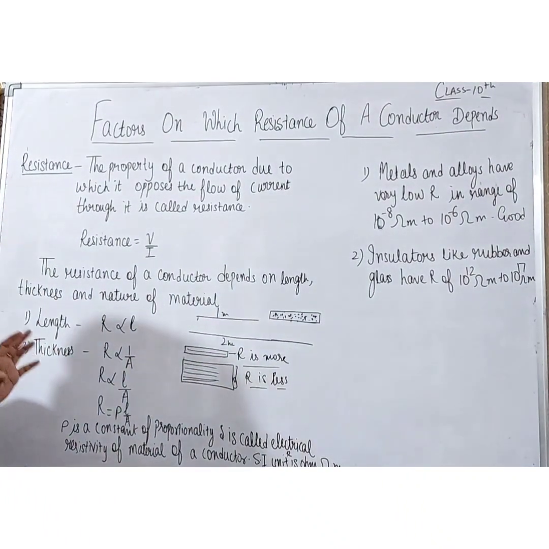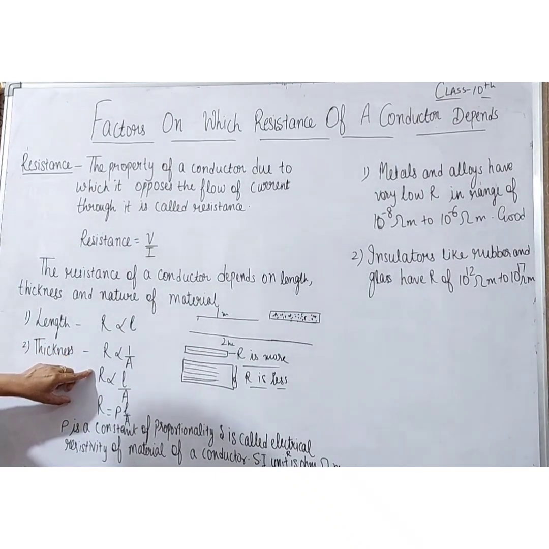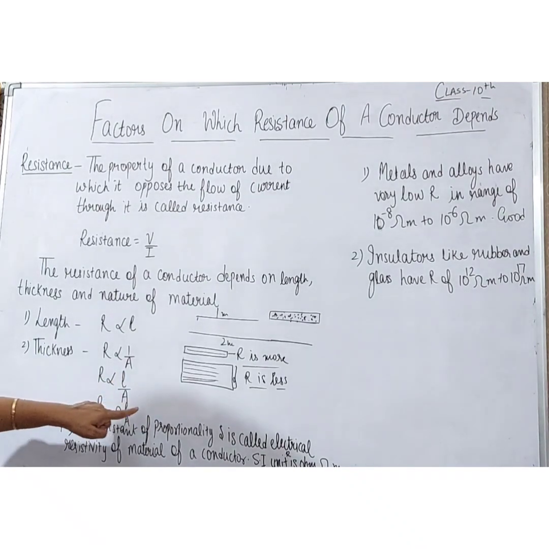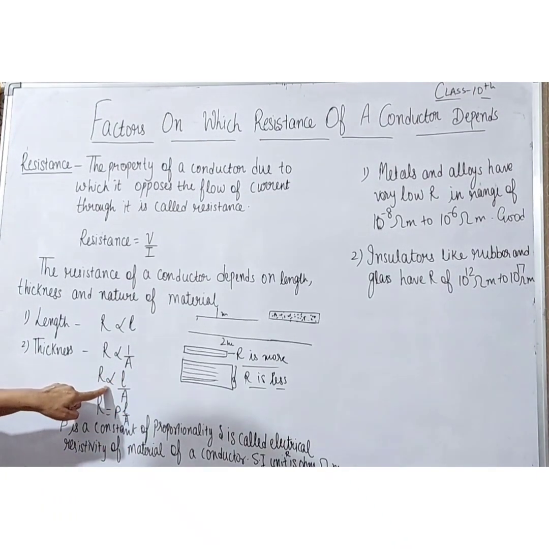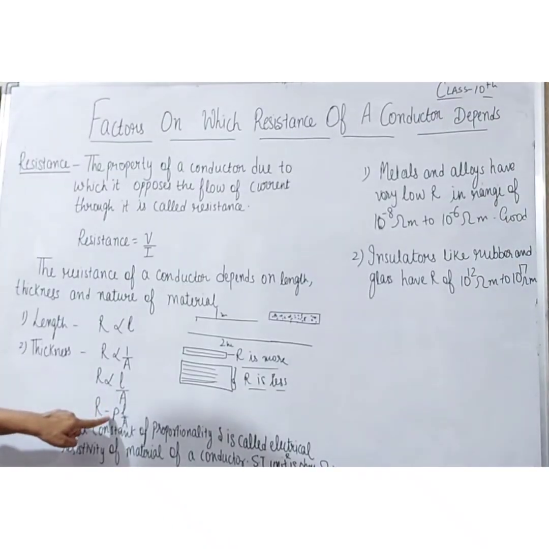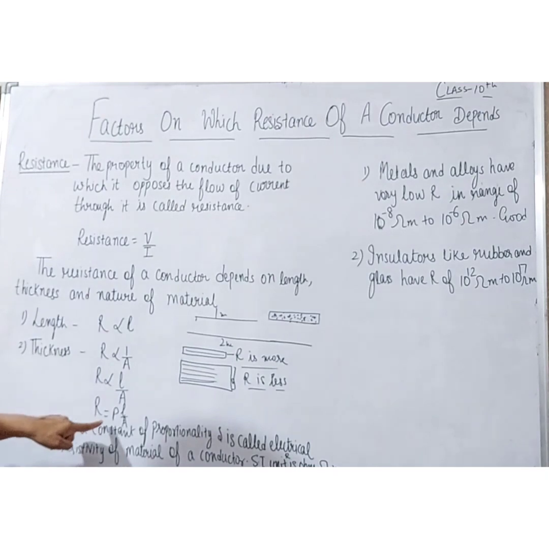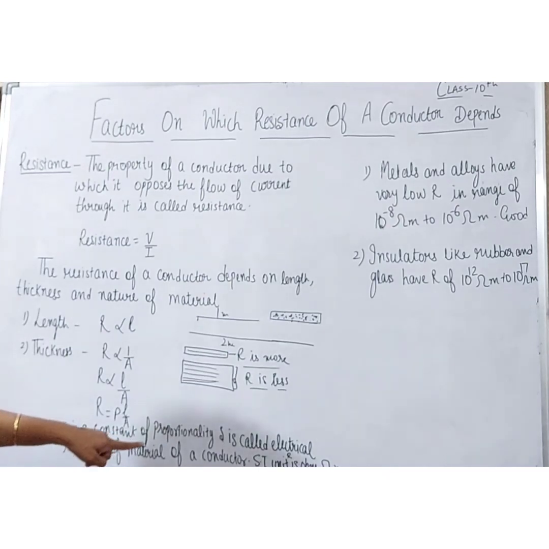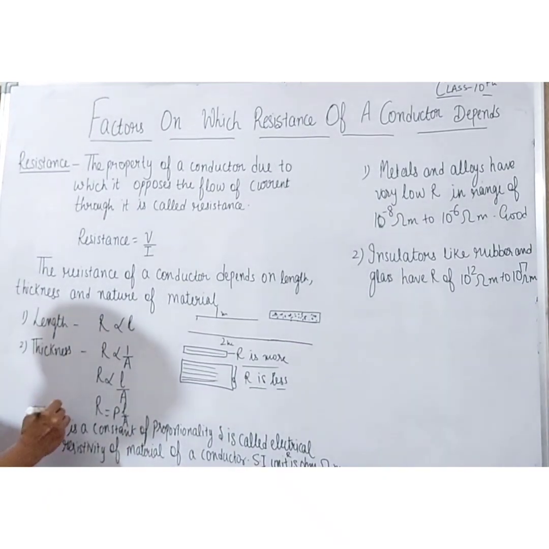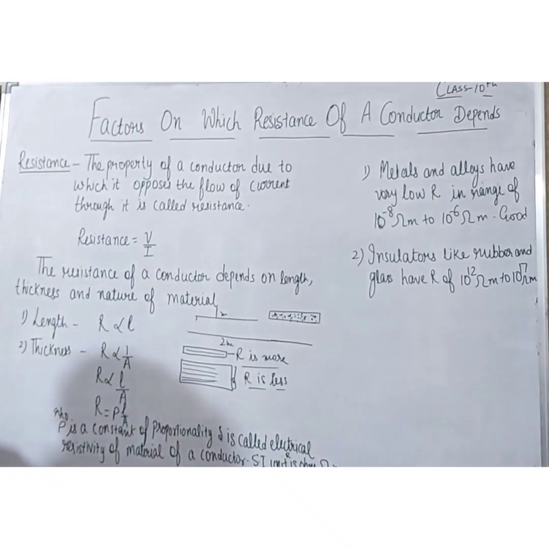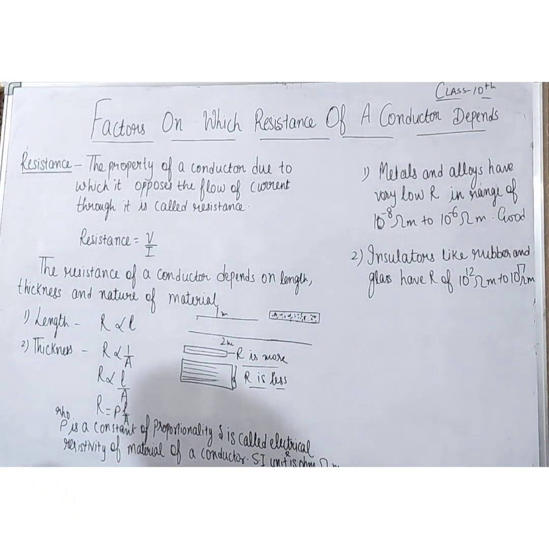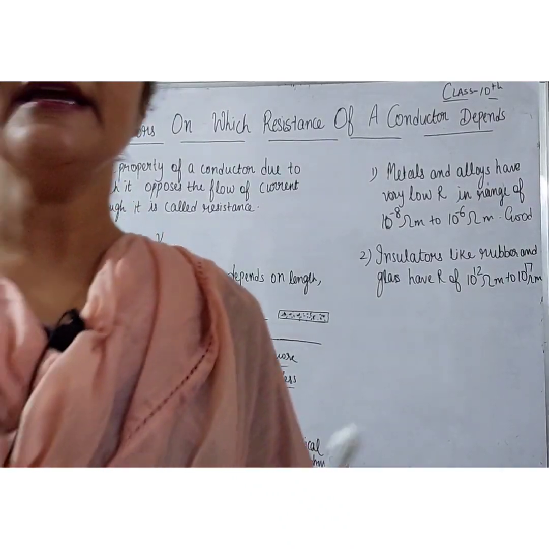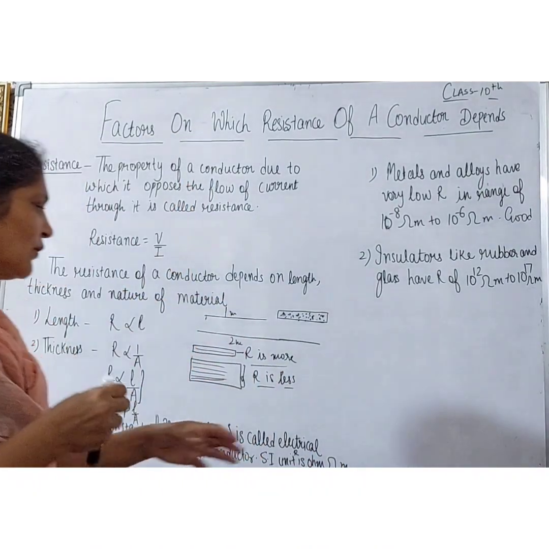more. So from this we have derived a formula that resistance is directly proportional to length, but inversely proportional to area of cross section. We remove this proportionality sign with a constant rho. Rho is a constant of proportionality and is called the electrical resistivity of the material of a conductor. This we call rho. And the SI unit of resistivity is ohm meter.